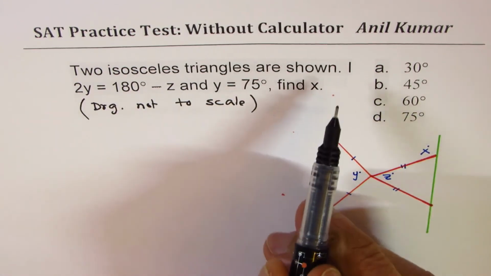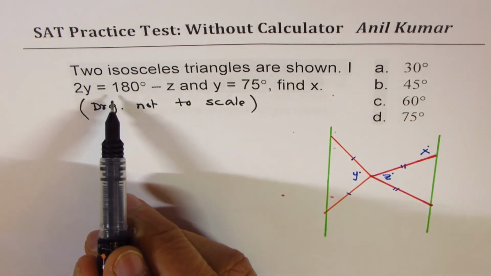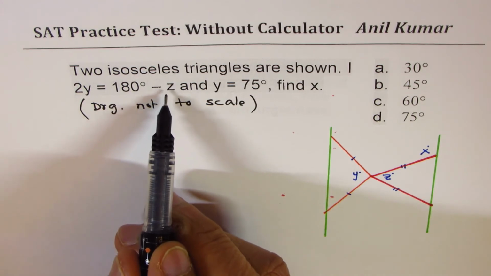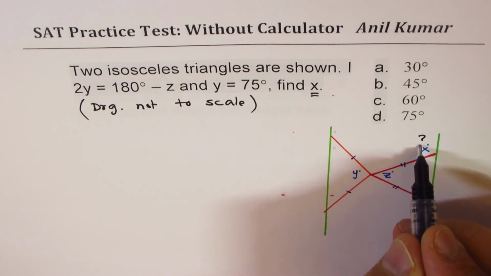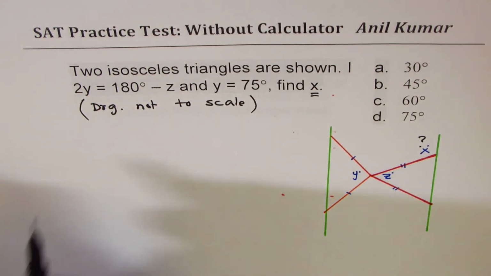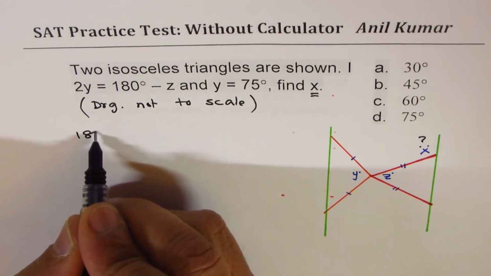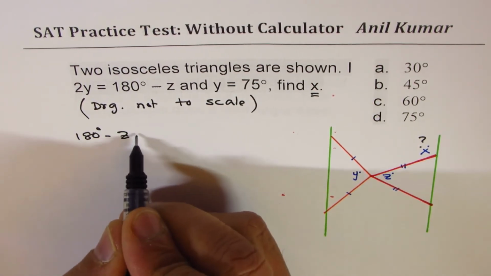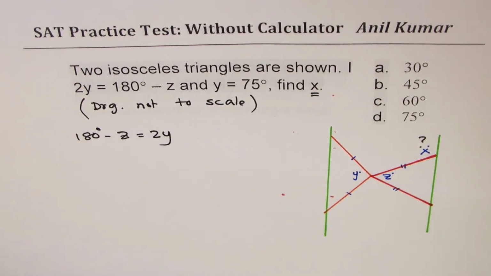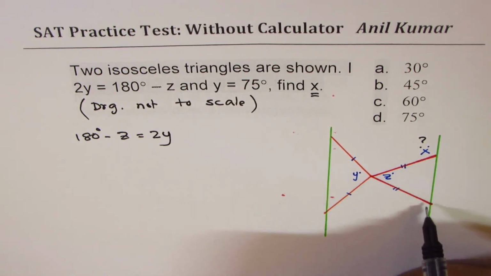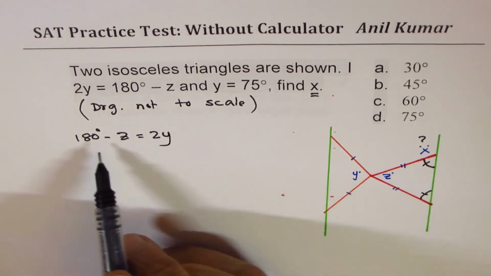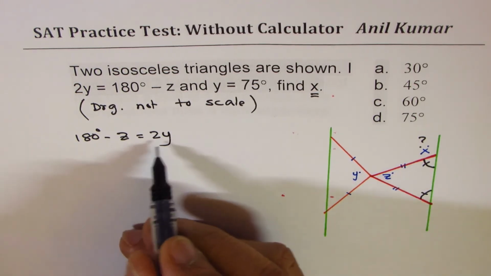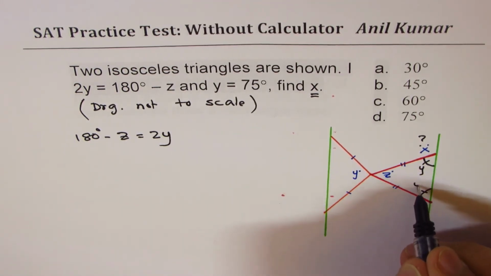Now, 2y equals 180 degrees minus z, and y is 75 degrees. Find x. So we have to find this angle, x. What are we given? We are given that 180 degrees minus z is 2y. Okay, so this is z, that is the triangle. That means as an isosceles triangle, these two sides are equal, perfect, and the sum of these two is 2y. That means each is y.